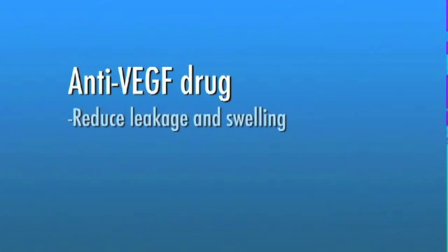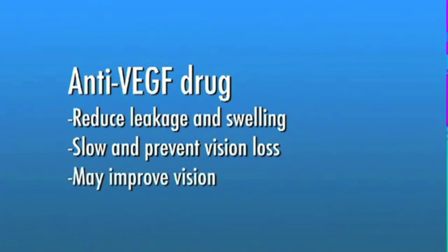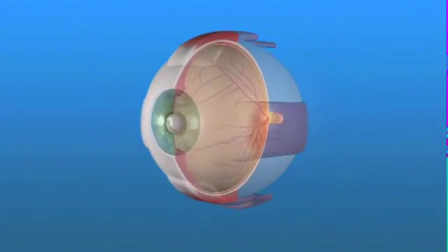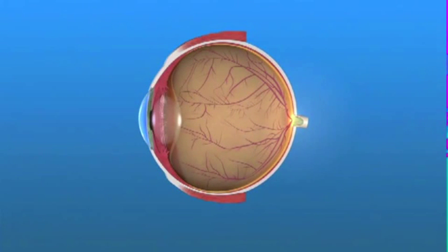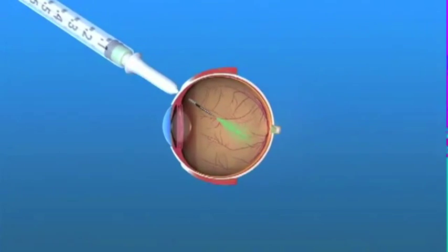An anti-VEGF drug can help reduce leakage and swelling within the retina, which helps to slow or prevent vision loss, and in some cases, even improve vision. Medication injection therapy is performed in the doctor's office. An anesthetic is used to numb the eye, and a tiny needle is inserted into the eye to deliver medication near the retina.